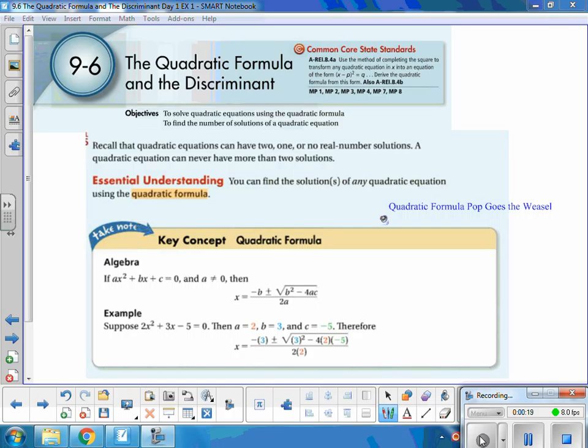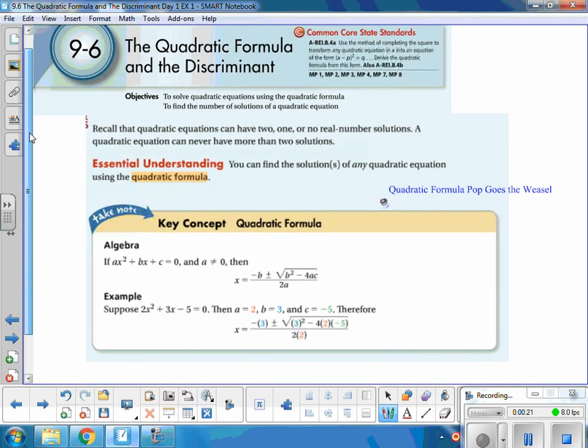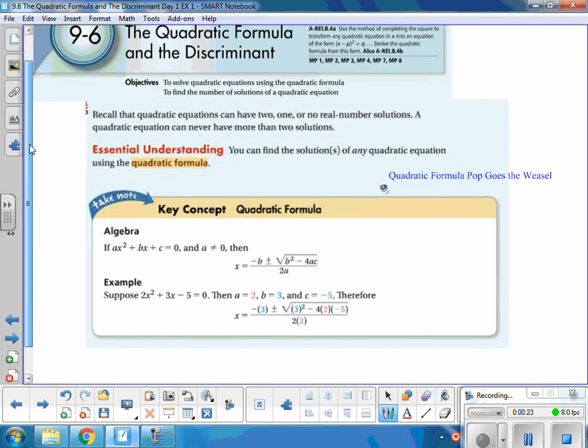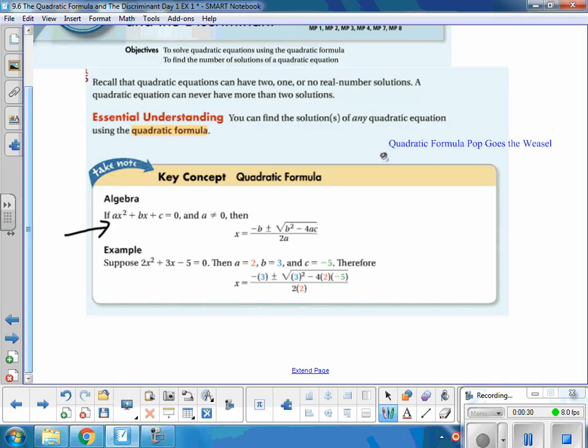We've got a lot of options to find the solutions to a quadratic equation, but if you can't get to one, you can utilize the quadratic formula. Now here is the quadratic formula. It is x equals negative b plus or minus the square root of b squared minus 4ac over 2a.